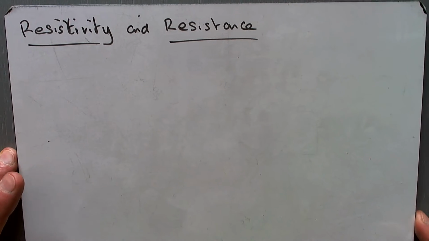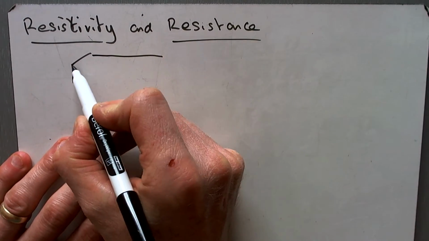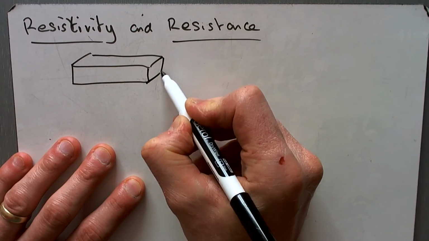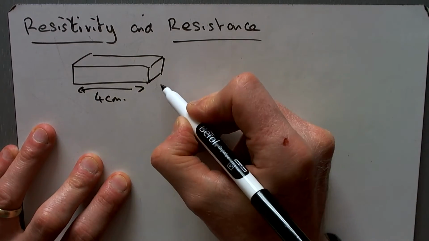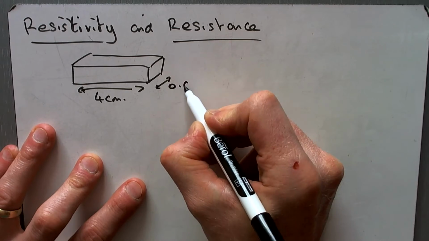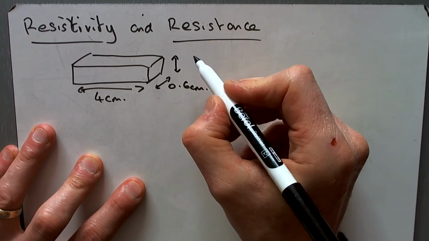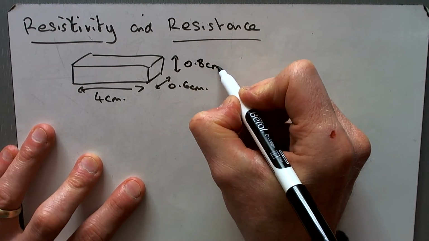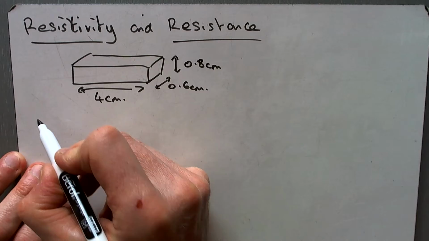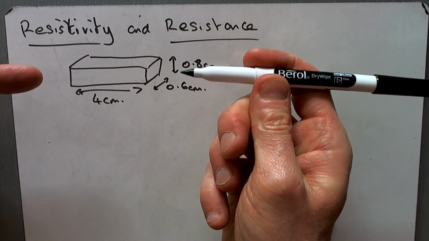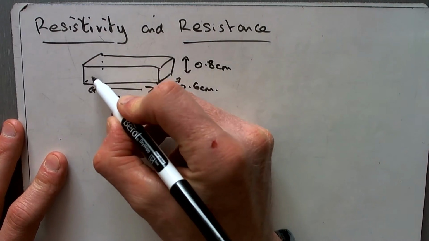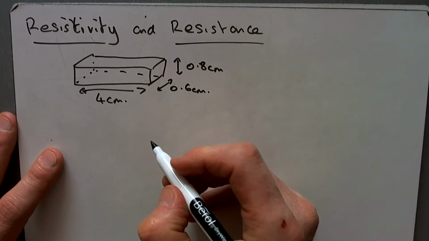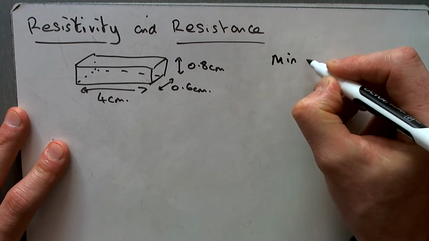One of the questions that's come up on some practice questions was to do with a material that had certain dimensions, something like 4 centimeters that way, about 0.6 centimeters this way, and a height of 0.8 centimeters that way. The question was asking what dimensions, when you measured resistance across two different faces, would give the minimum resistance. So we want to work out what's going to give the minimum resistance.